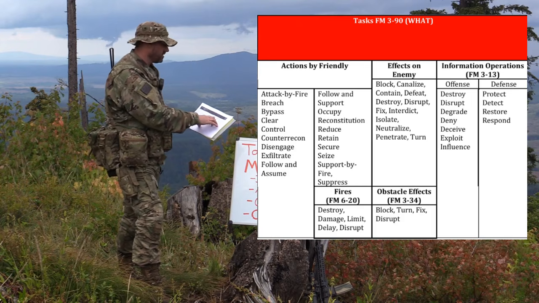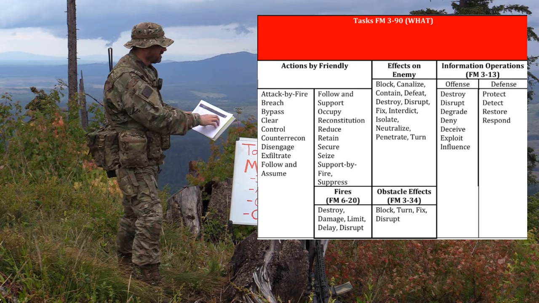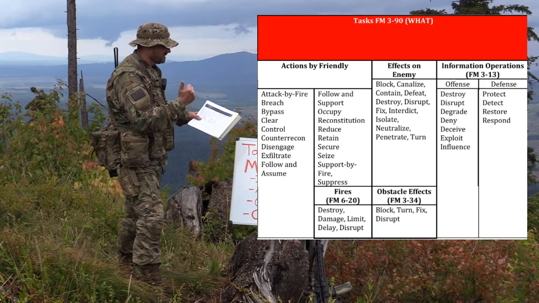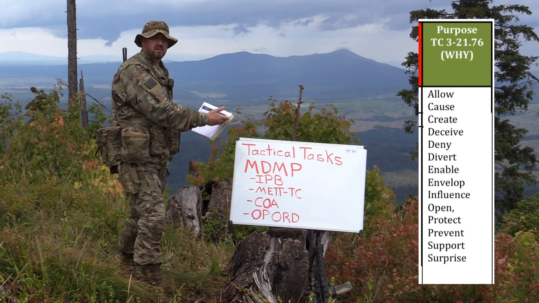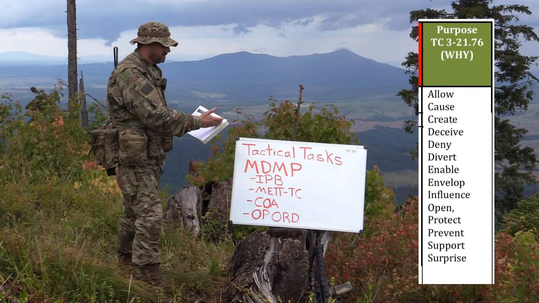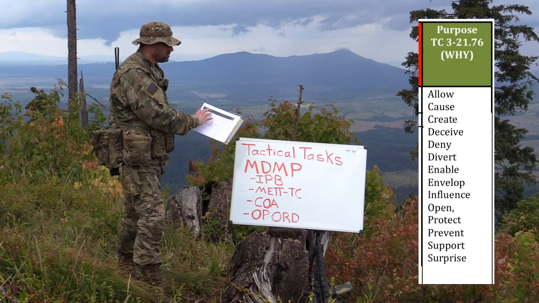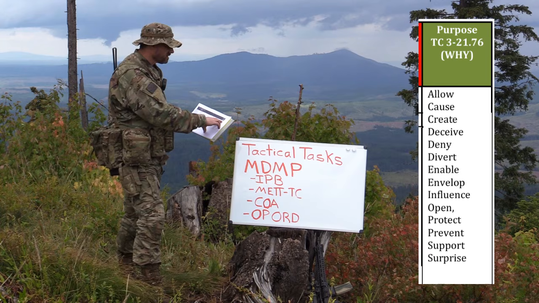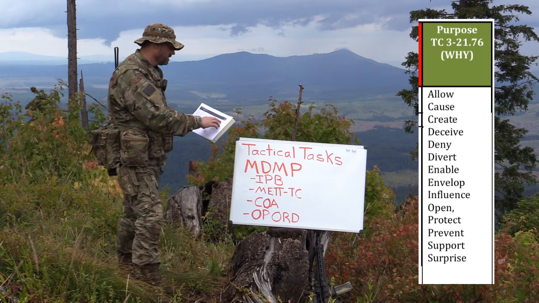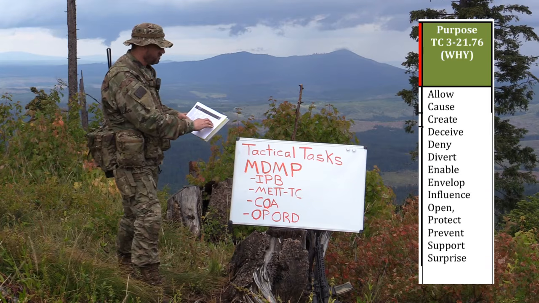You have offense and defense. On offense, I can destroy, disrupt, degrade, deny, deceive. On the defense, I can protect, detect, restore, respond. And then lastly, over here, I have my purpose. My purpose is the why, and you could possibly start at the back and work backwards. What are you trying to do just with this very simple checklist? And for purpose or the why, you can allow, cause, create, deceive, deny, divert, enable, envelop.